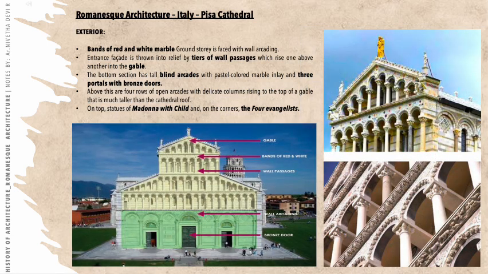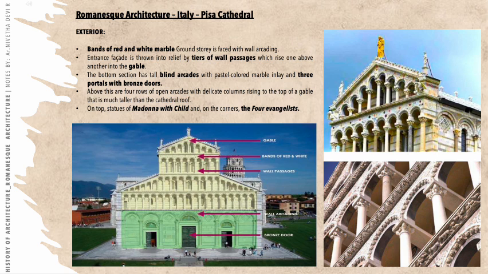Exterior. Bands of red and white marble. Ground story is faced with wall arcading. Entrance facade is thrown into relief by tiers of wall passages which rise one above another into the gable. The bottom section has tall blind arcades with pastel-colored marble inlay and 3 portals with bronze doors.